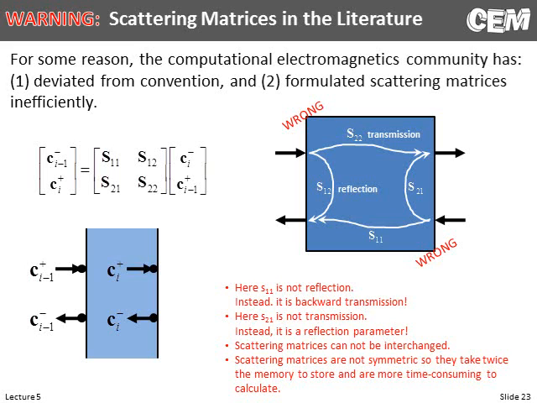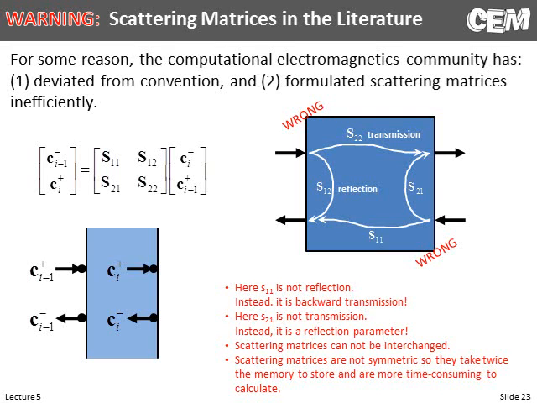So now here's a warning if you're reading the literature in computational electromagnetics where they're dealing with scattering matrices. 99% of the time they do scattering matrices completely wrong. Mathematically, the stuff works out, they get the correct answer, but they're doing a number of things that is a little bit silly. One is they completely scramble the meanings of the individual scattering parameter terms. The most common one that I've seen is they make S22 a transmission term, which is silly. That really should be a backward reflection term. The S12, which is usually a backward transmission term, they make the reflection term.